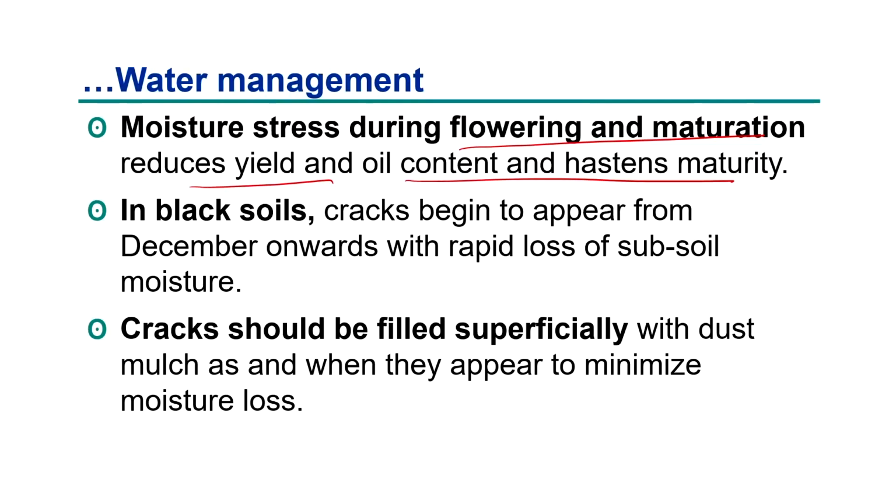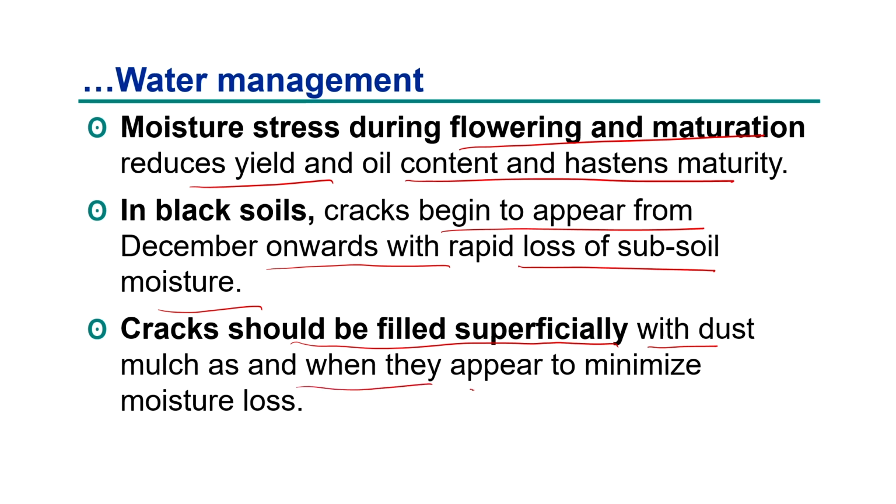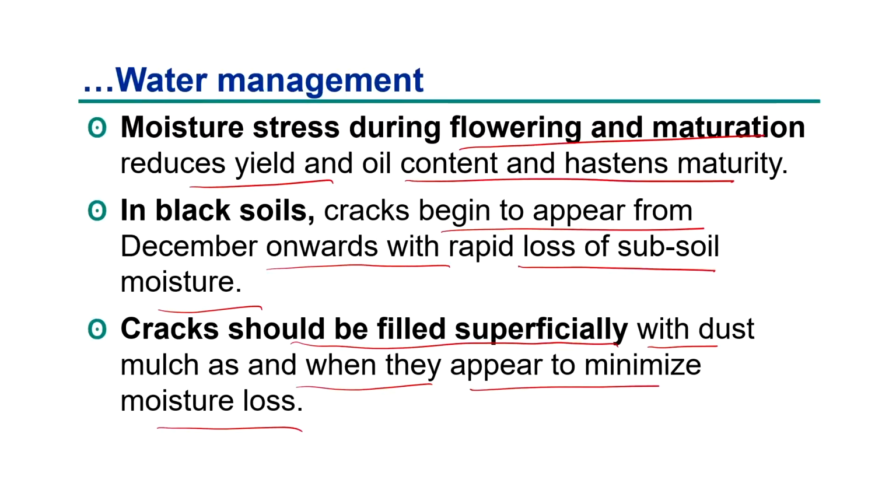In black soils, cracks begin to appear from December onwards with rapid loss of subsoil moisture. Cracks should be filled superficially with dust mulch as and when they appear to minimize moisture loss. So it is a good strategy to go for dust mulch. You can do shallow hoeing by khurpi or spade or any simple implement, and what happens, the capillaries are broken down, and in place of them they are clogged, and there will be less evaporation losses.